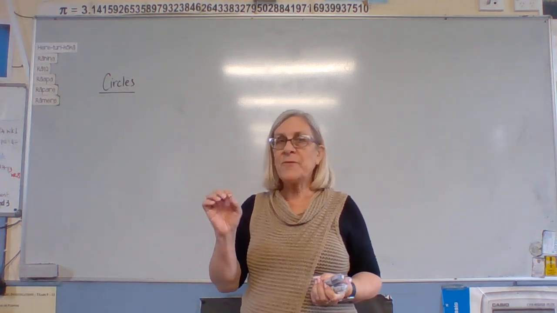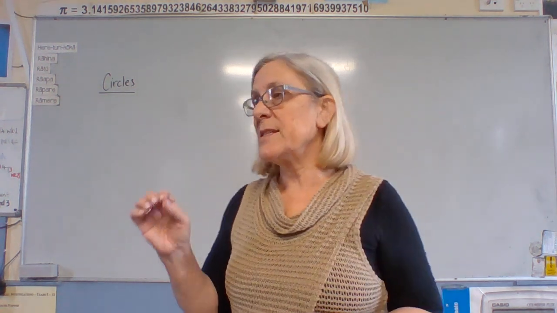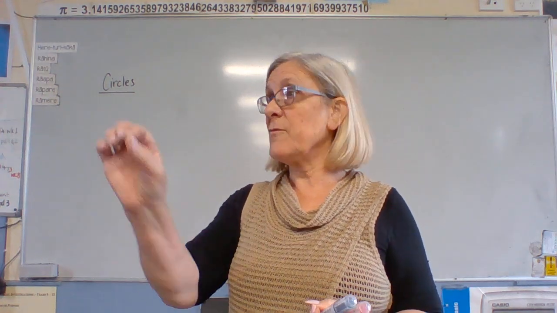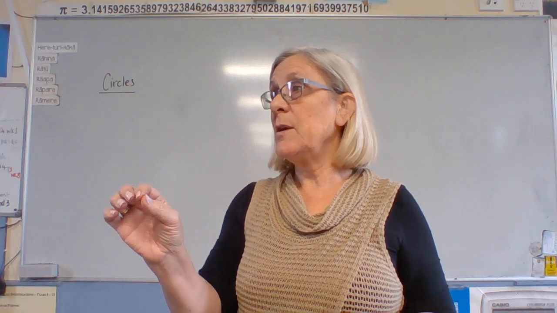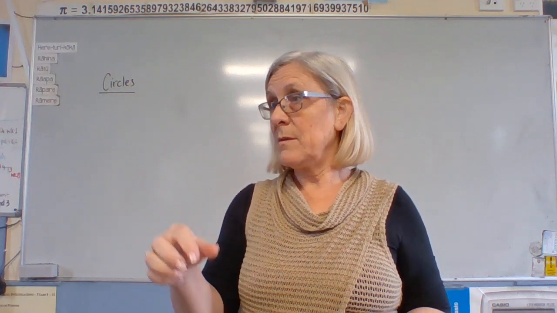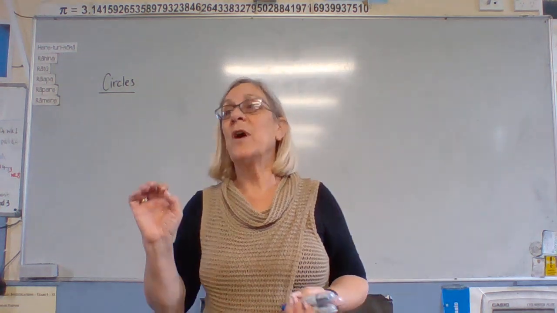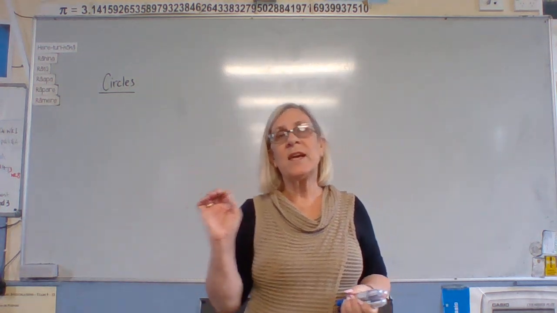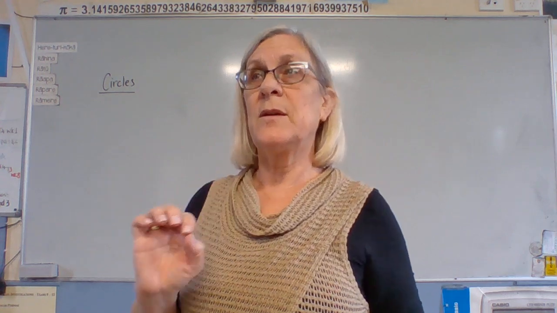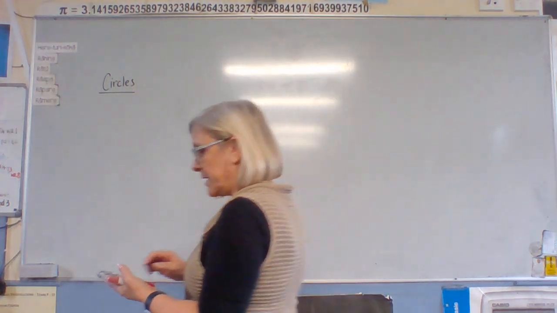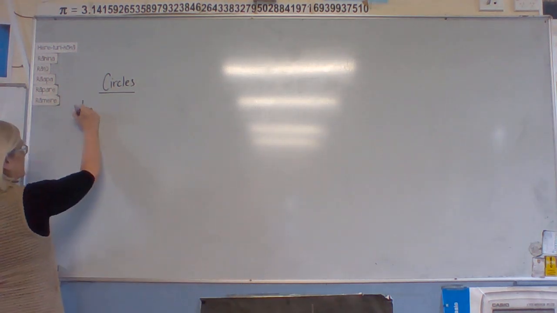We have got on our formula sheet the circumference of a circle is pi times d. So we've got pi d, and we've got the area of a circle is pi times the radius squared. So we're going to look at the perimeter first.